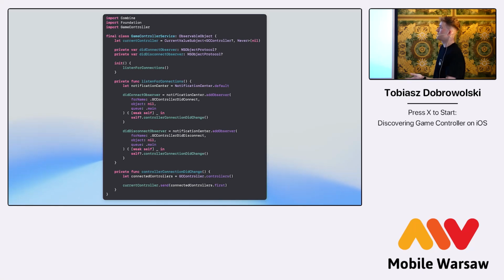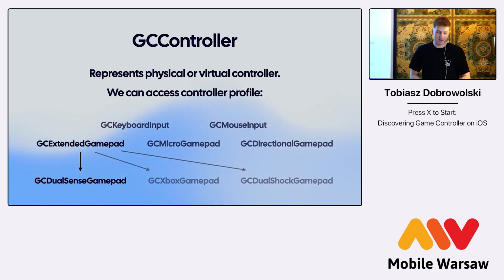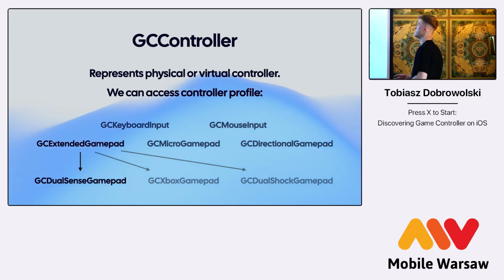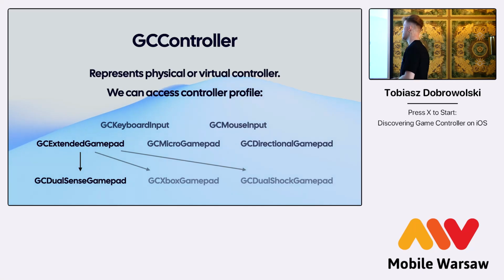But what is the GCController object? It's actually the game controller object, and it represents a physical or virtual controller. We can access controller profiles from it, and as you can see, a lot of features are supported: the keyboard, mouse, and the gamepad profiles that I showed you earlier. But today we will focus on the DualSense. There's also an Xbox gamepad and a DualShock gamepad.